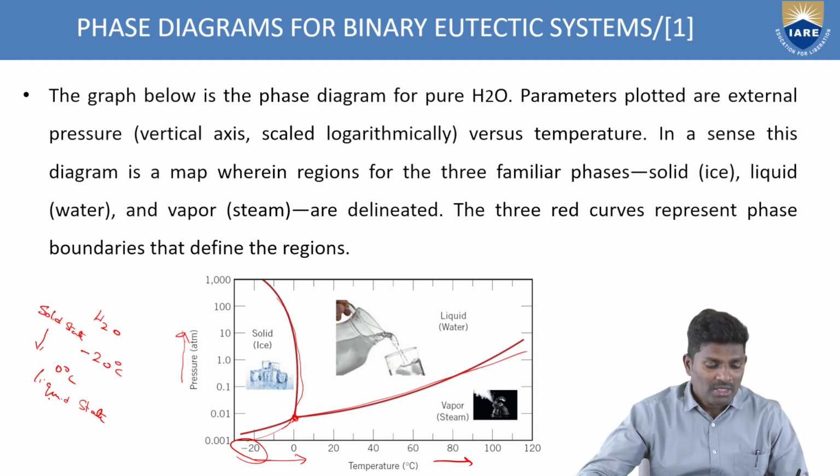So what is happening here? If you still increase the temperature, say to about 100 degrees centigrade, this liquid state is converting into a vapor or steam.